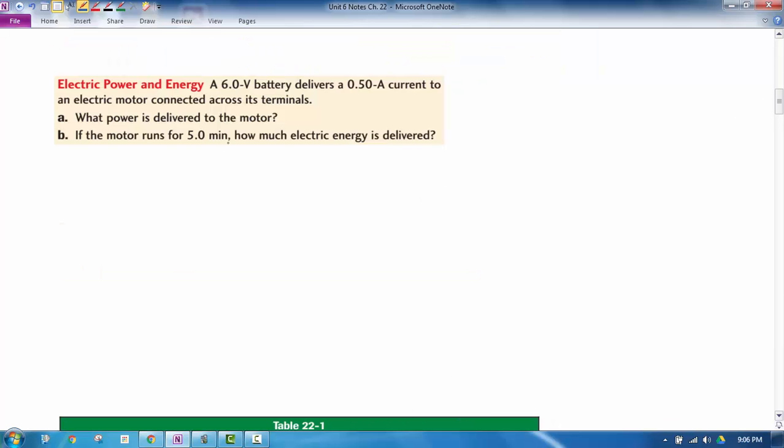So here's a perfect example then. Let's say we have a 6-volt battery and we have a current of 0.5 that it's able to deliver to an electric motor. What's the power? Well, power equals current times the voltage. So we have a current of 0.5 amps, we have a voltage of 6, so that'd be 3 watts.